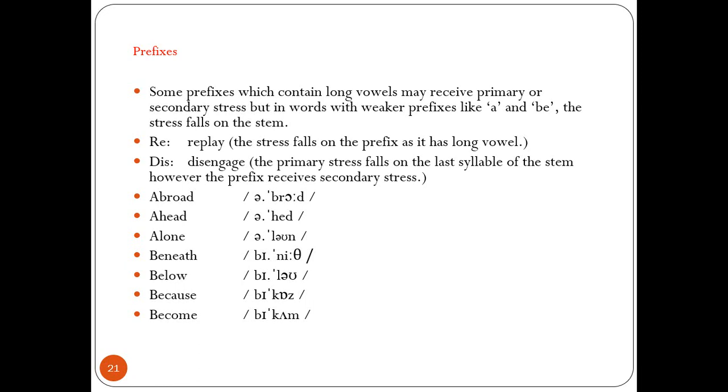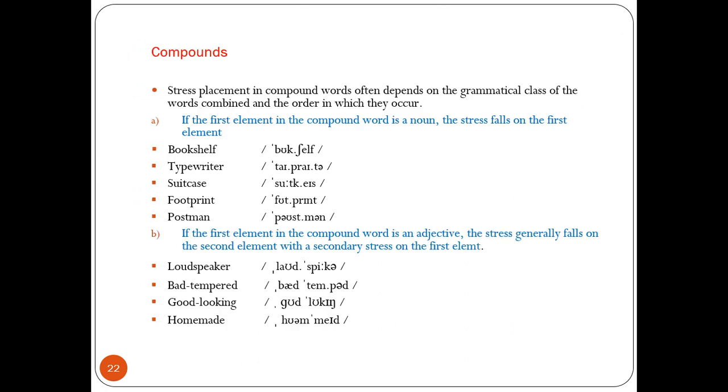Now look at all the rest of the examples: abroad, ahead, alone, beneath, below, because and become. In all of these, you will see that all of them have two syllables, and the first one, the prefix, is a weaker one, which is schwa, and be is also a weak syllable. That's why, automatically, the second syllables are stressed.